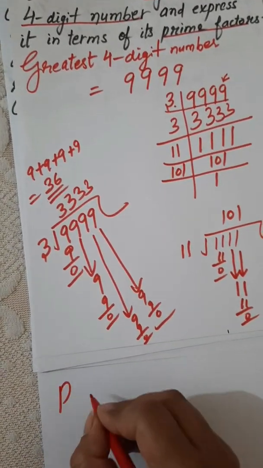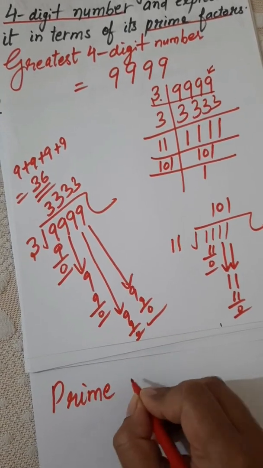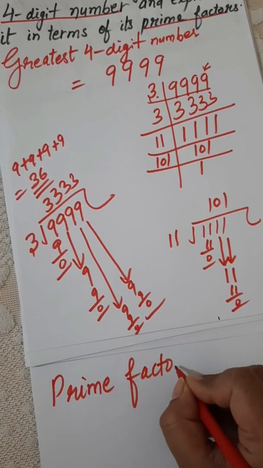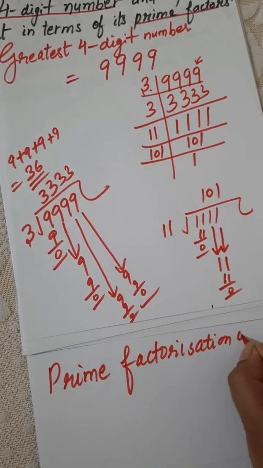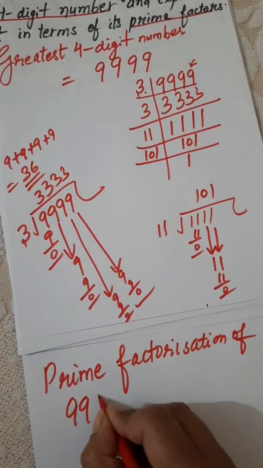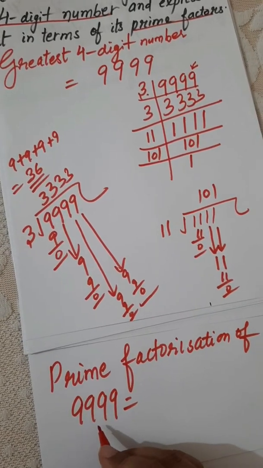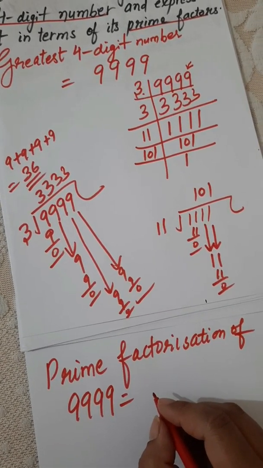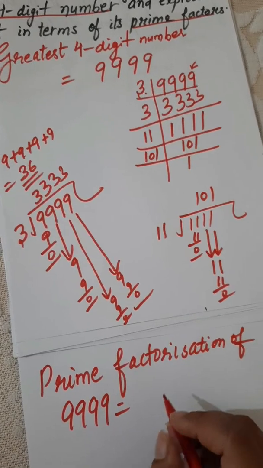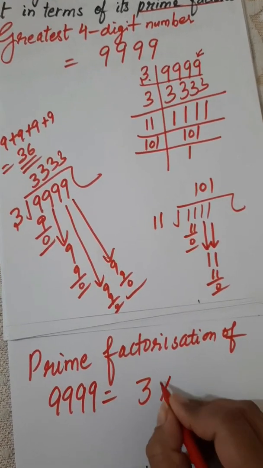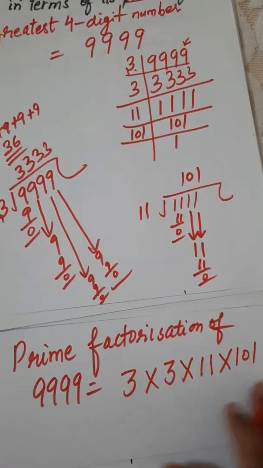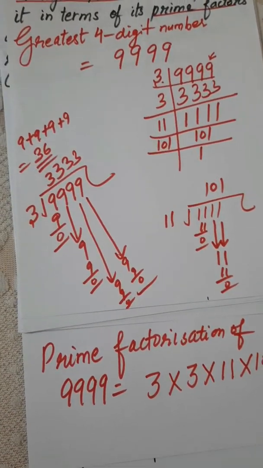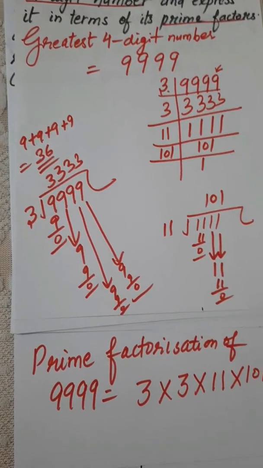I will write the prime factorization of 9999, as we know that you have to express it in terms of its prime factors. So you will write 3 into 3 into 11 into 101. So this is the prime factorization of the greatest 4-digit number.